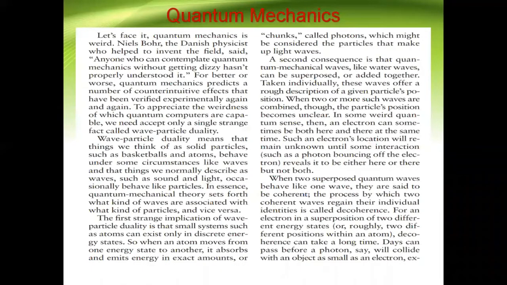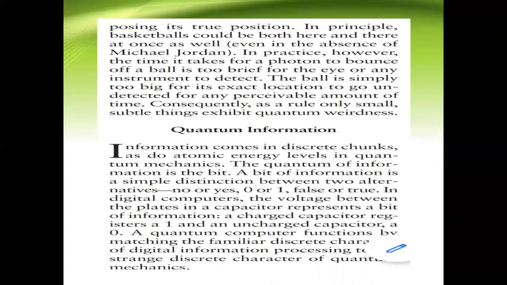Then we started discussing quantum mechanics, the basic principle of physics which is used in quantum computers. Then quantum information. In that we have seen what a bit is in a conventional computer. The equivalent bit used in a quantum computer is the qubit, where two alternatives are used, no or yes, that is false or true, or 0 or 1 value.